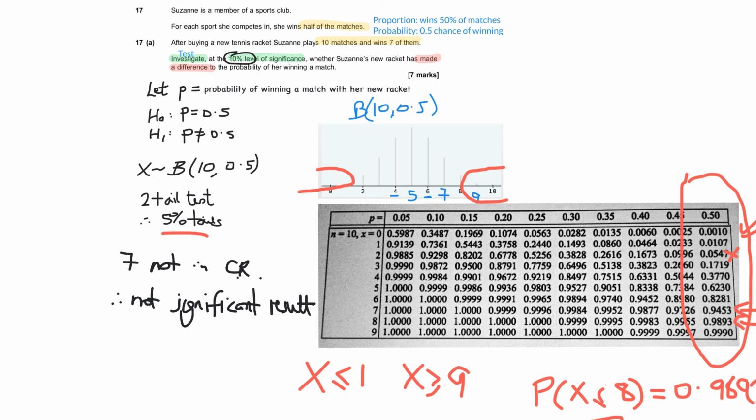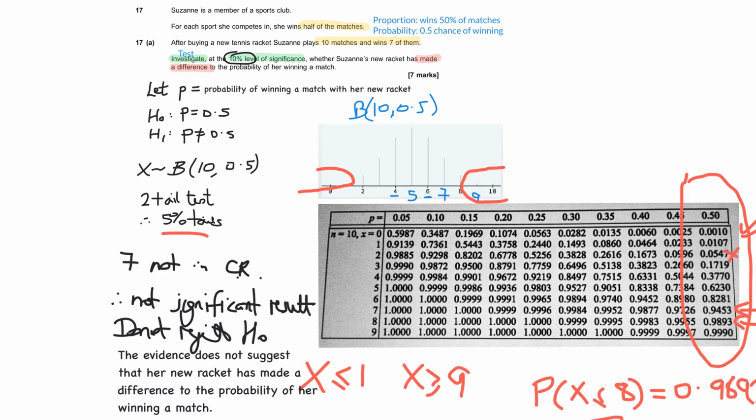In your mind, you're thinking, okay, 7's a little bit better than before, but it's not better enough for her to claim some massive improvement. So her old statistic of 50% of matches, we don't have any evidence to change that view. So it's not a significant result. We do not reject H0. There is no evidence to suggest her new racket has made a difference. And remember, you must finish with that sentence in context to get the final mark in one of these questions.